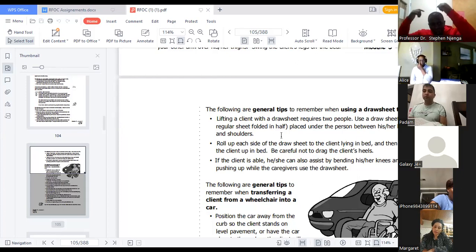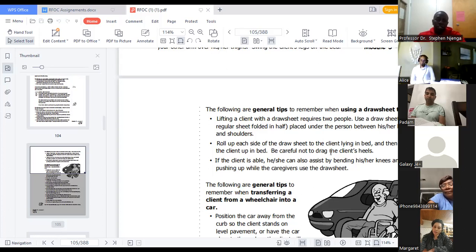So one caregiver must be on the other side, and you must be on this side, and then you're going to fold and pull. Place it under the person, between the knees and the shoulder. Then roll up each side. And when you're doing this, you're involving the client. You're not just pulling or transferring the client anyhow.